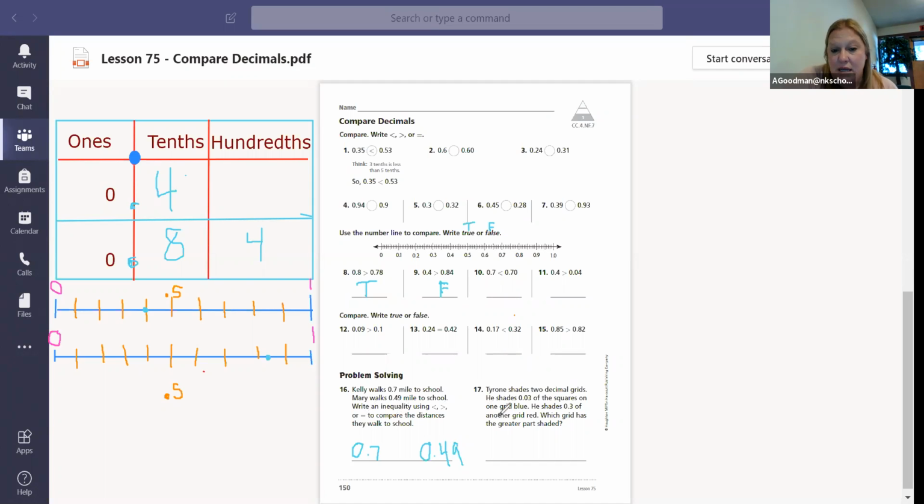All right, and same with this: which grid has the greater part shaded? So you're going to have to think about, what would 0.03 look like on a hundreds grid? And then what would 0.3 look like on a hundreds grid? And then which one has the greatest part shaded? It says that this grid is blue with the 0.3, and this grid is red with 0.03, and then 0.3 is red. So you can put the color of which one is greater. Okay, so you should be able to do that.